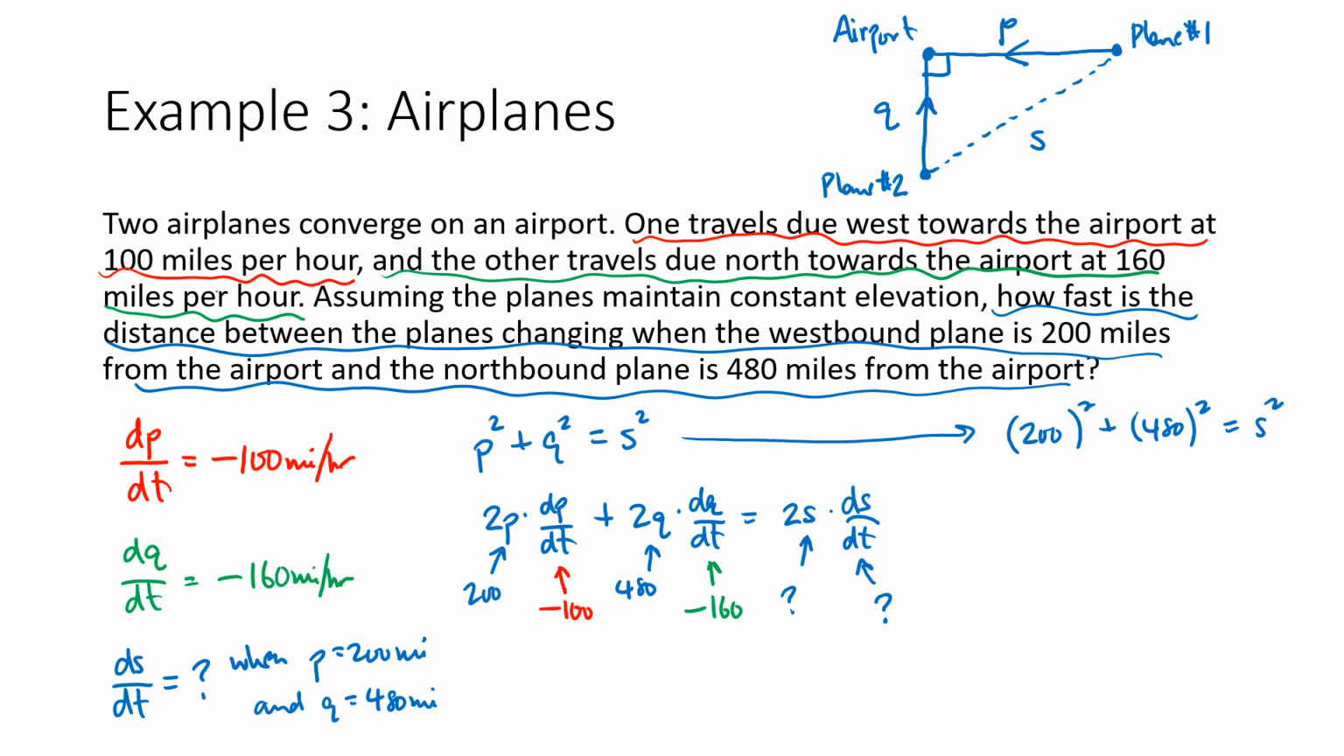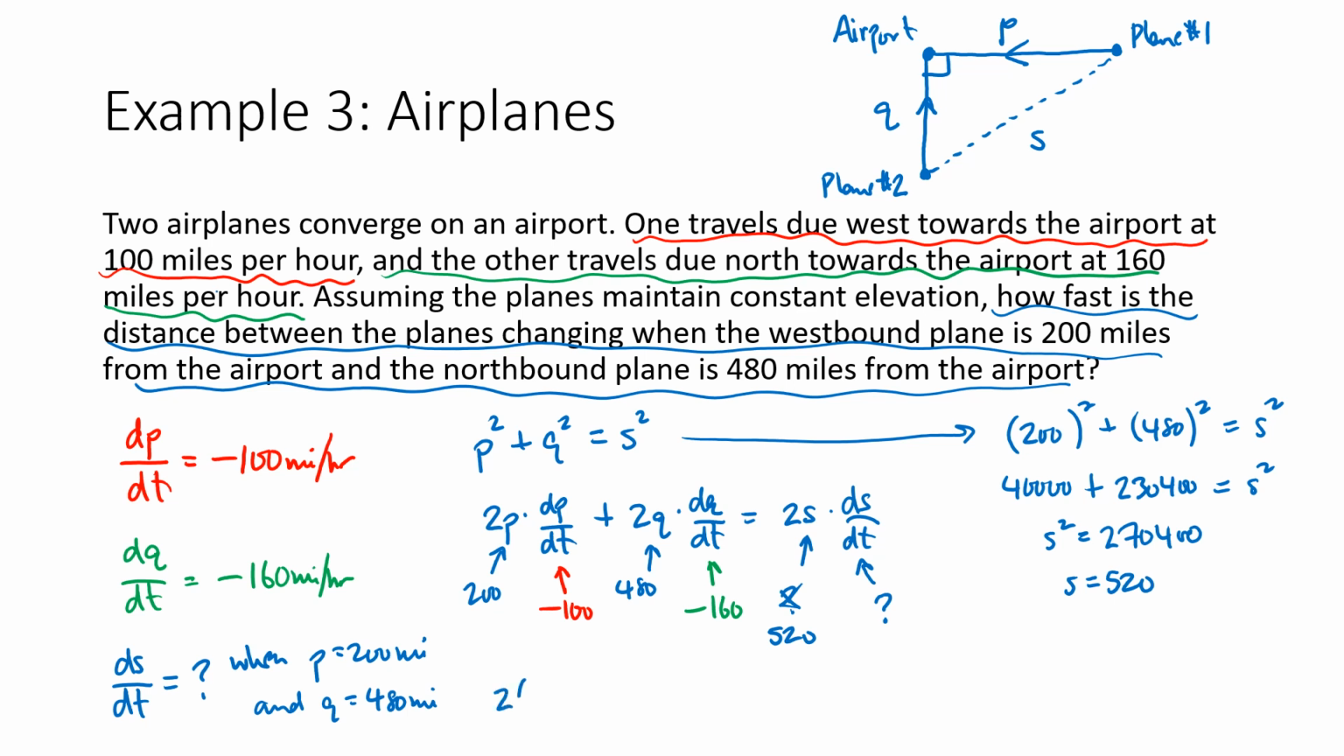So 200 squared, that's 40,000. And then 480 squared, that works out to be 230,400. Add those together. We're going to get s squared is equal to 270,400. And then we take the square root. When we do that, we get 520. So that's what we plug in for this mysterious s now.